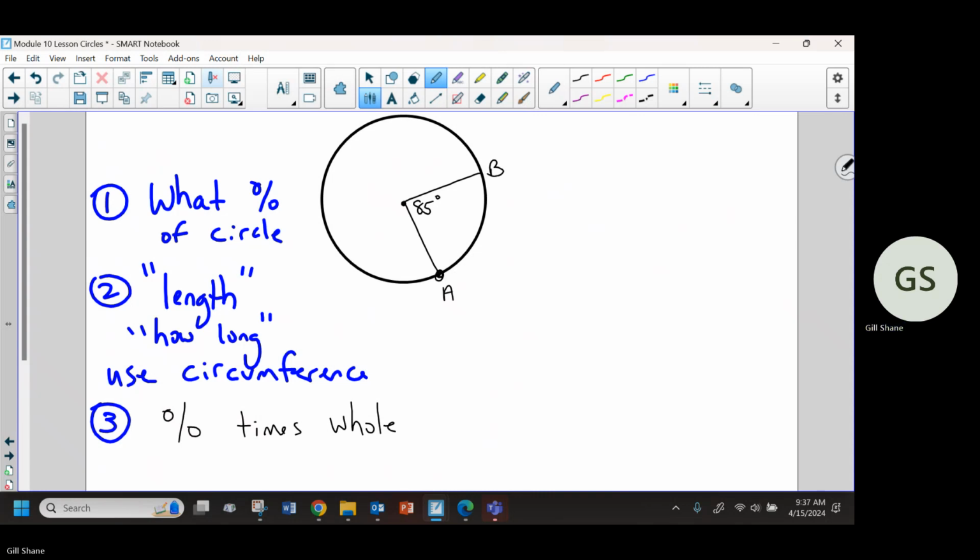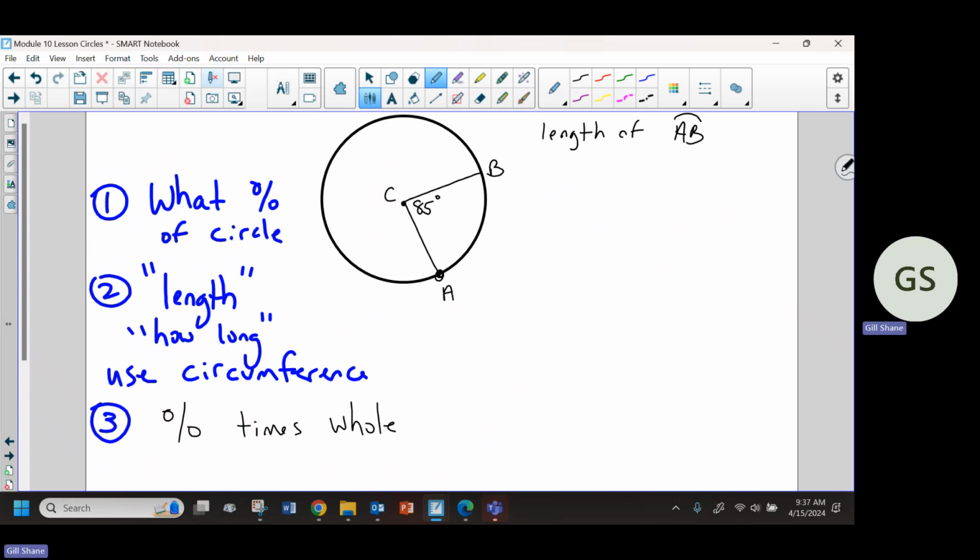AB, triple C. Again, the steps are the same. I don't care if it's radians, I don't care if it's degrees, whatever we're doing. I don't care if we're trying to find the length. So if I want to know, we'll just do length first. The length of arc AB.